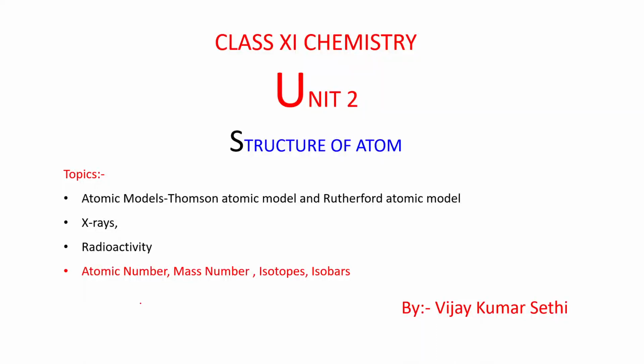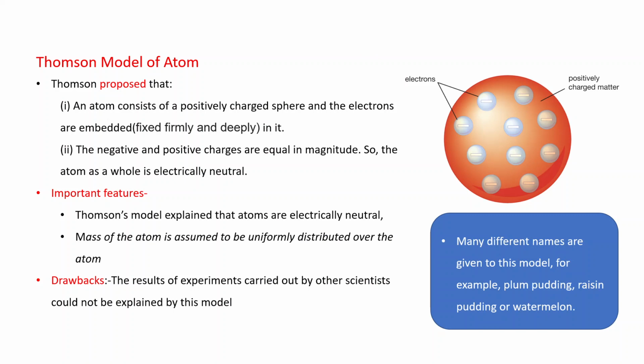Class 11th chemistry. We were discussing unit 2, structure of atom, and in this video we will discuss atomic models like the Thomson atomic model and Rutherford atomic model, X-rays, radioactivity, atomic number, mass number, isotopes and isobars. First come to the Thomson model of atom.